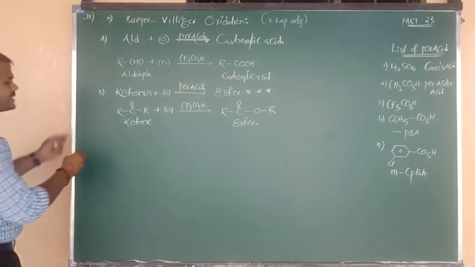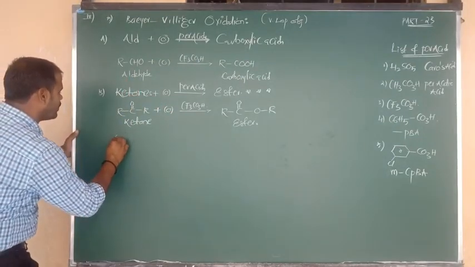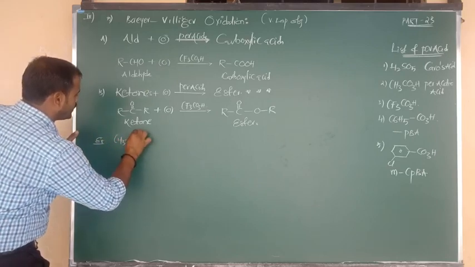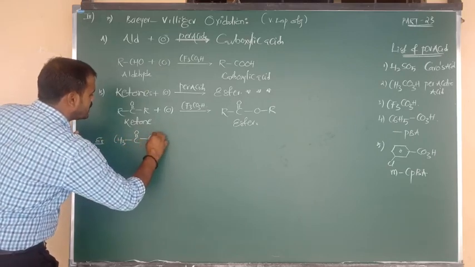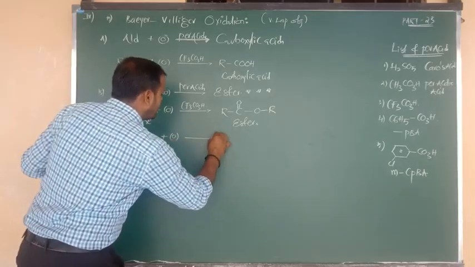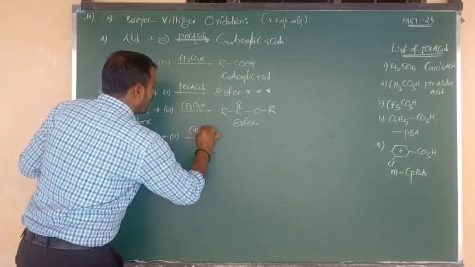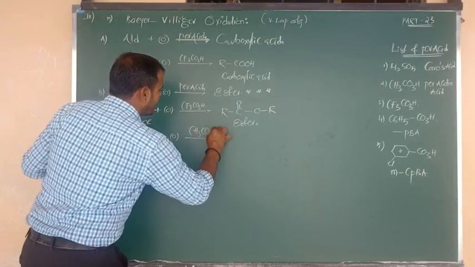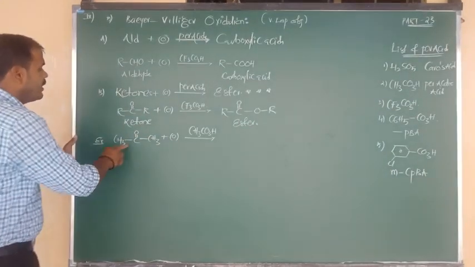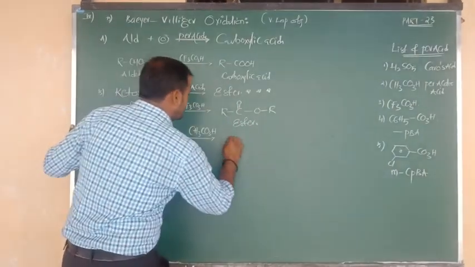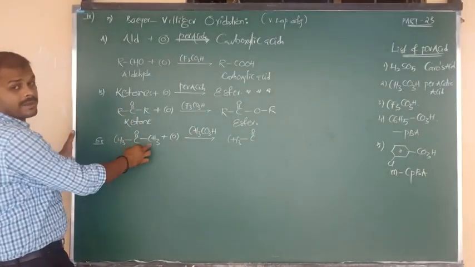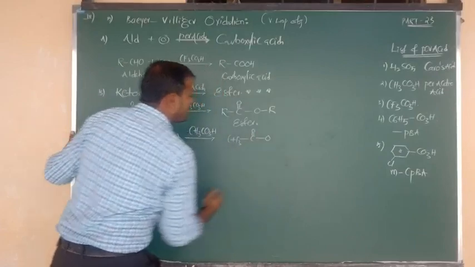Right. Next one, here I am going to give one example. Example 1 is CH3 bonded to C double bond O bonded to CH3. Insertion of oxygen will take place by using trifluoroacetic acid, CF3CO3H, or simply peracetic acid, no problem. Insertion of oxygen will take place between the carbonyl carbon and the methyl group.